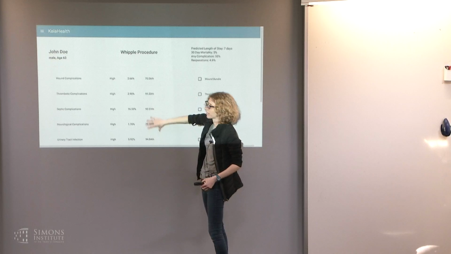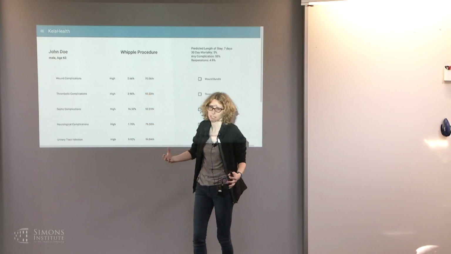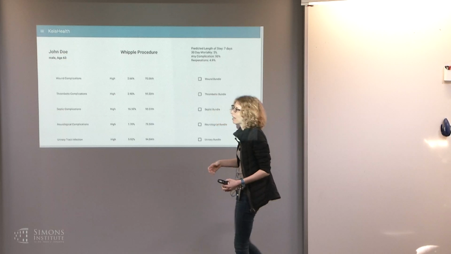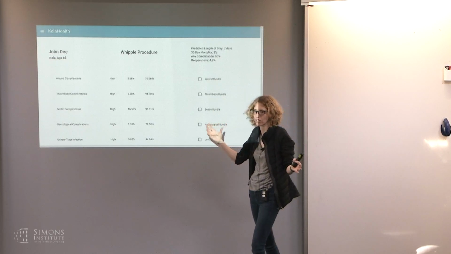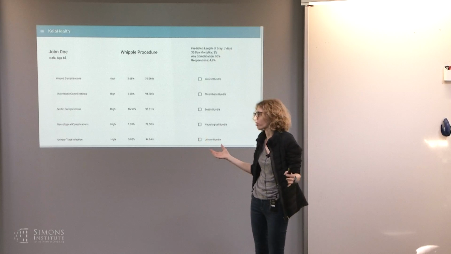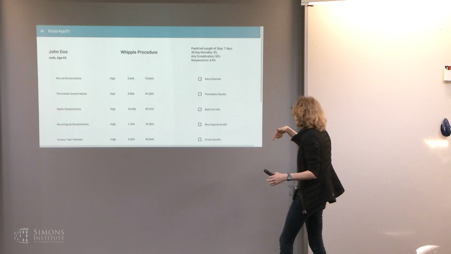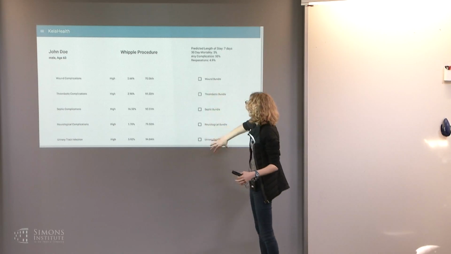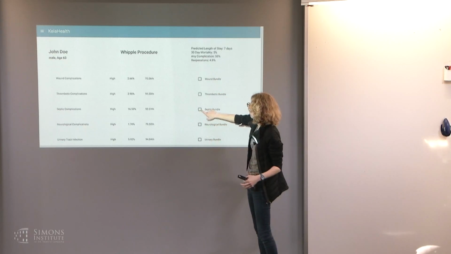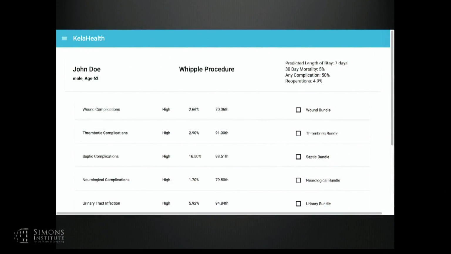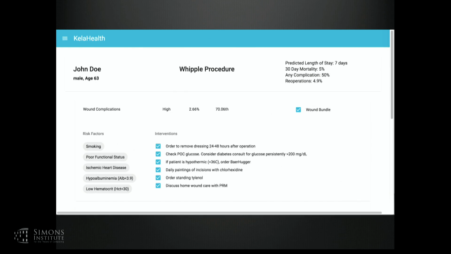And then it says what percentile they're in compared to the actual population. We've had it in the past so that you can pull up and see the entire distribution of people who get surgeries at Duke and where that particular patient is falling. And then their interventions are listed here. So a doctor can check off, say, the septic bundle, and then get a whole bunch of options for what kinds of interventions they might want to take, given that this patient is at high risk for a septic complication. Again, these intervention suggestions are given by doctors.